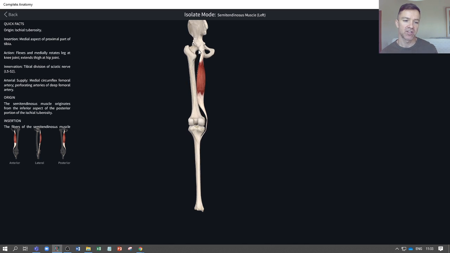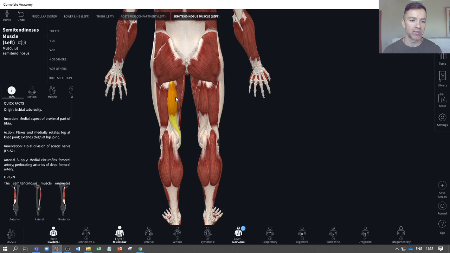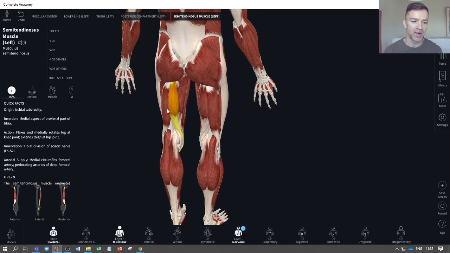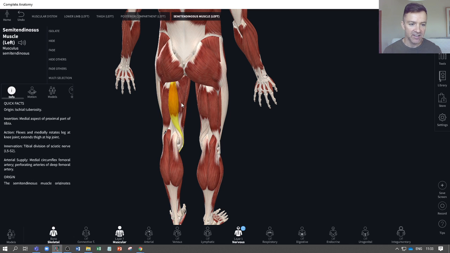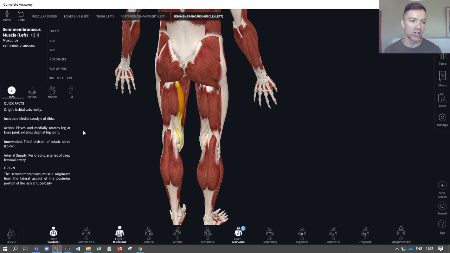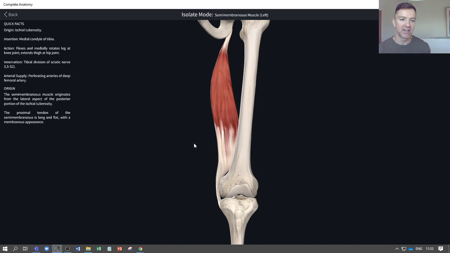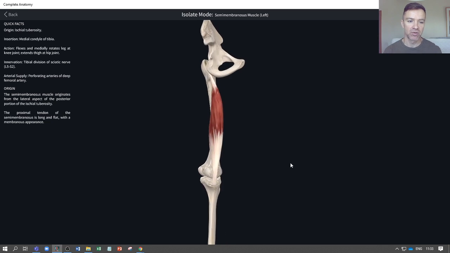So this is another one of your hamstrings that also works with your glutes and your biceps femoris to extend the hip joint. The last muscle that we want to refer to then, we've got our biceps femoris, semitendinosus, and then we've got this fella here, your semimembranosus. And have a look at that. So very similar to the other ones.